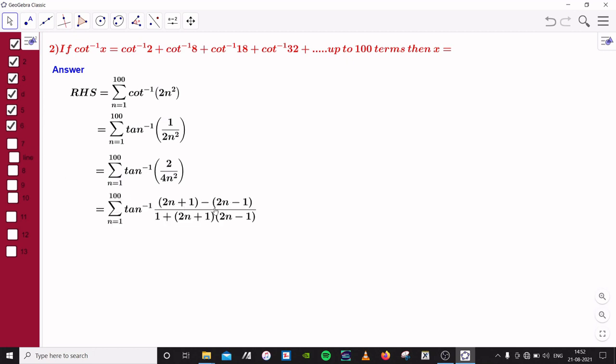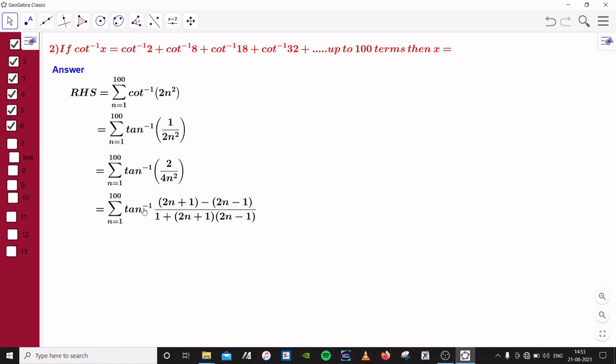Now 2 by 4n square can be written as 2n plus 1 minus 2n minus 1 by 1 plus 2n plus 1 into 2n minus 1. Isn't it? 2n and minus 2n cancelled. Then the remaining terms are 1 minus minus 1, that is 1 plus 1, 2. And the denominator, 2n plus 1 into 2n minus 1 becomes 4n square minus 1. That minus 1 and plus 1 cancels. Then the remaining term will become 4n square. That means tan inverse 2 by 4n square can be written as tan inverse 2n plus 1 minus 2n minus 1 by 1 plus 2n plus 1 into 2n minus 1.